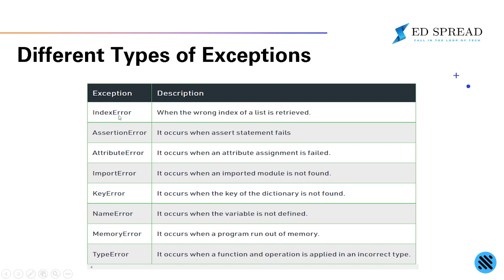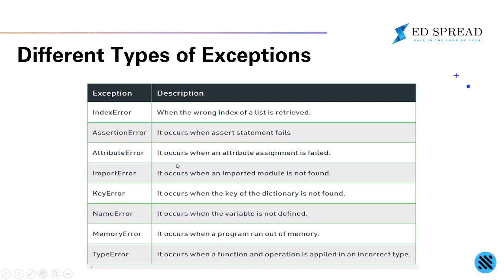The first one is IndexError, which occurs when a wrong index of a list is accessed. For example, in a list of length 5, we try to access the eighth element. The length is 5, and the eighth element is not defined, it is not at all present. There are only five things in the list, so we will get IndexError. And AssertionError occurs when an assert statement fails. We will see what the assertion error and the assert statement are in the coming sections.